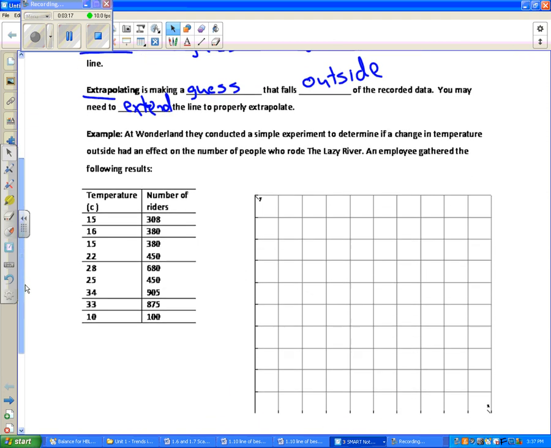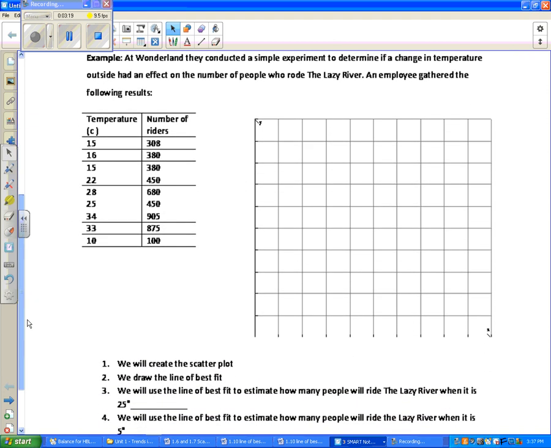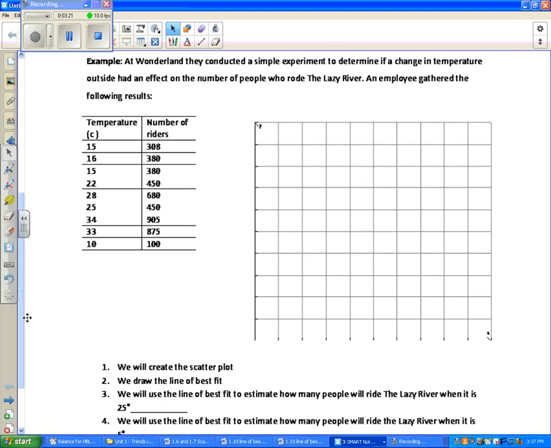Our example is this. At Wonderland, they conducted a simple experiment to determine if a change in temperature outside had an effect on the number of people who rode the lazy river. An employee gathered the following results. We've got the temperature on this side, and the number of people who rode the lazy river on this side.